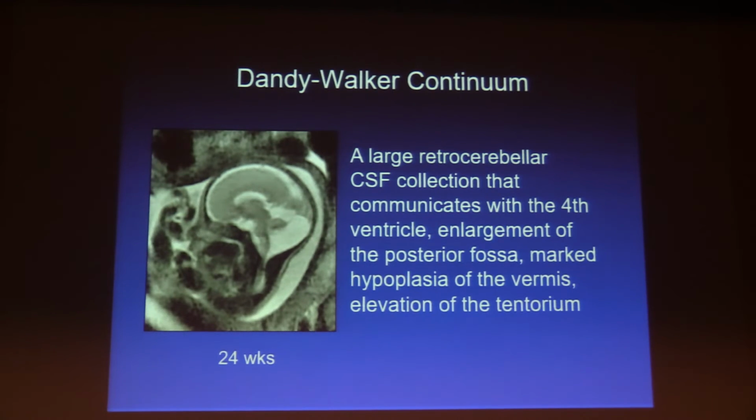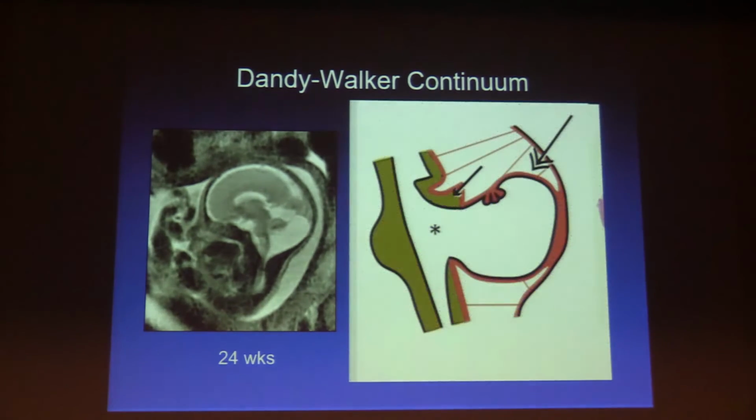So the Dandy-Walker continuum, as you can see here, there are two theories about it. Some think it's related to the enlargement of the Blake's pouch cyst. Others think it's a primary abnormality of the vermis. It becomes extremely enlarged. You can see the tentorium, and this is something I learned from Laurent Garel also. How do you know that the posterior fossa is enlarged?